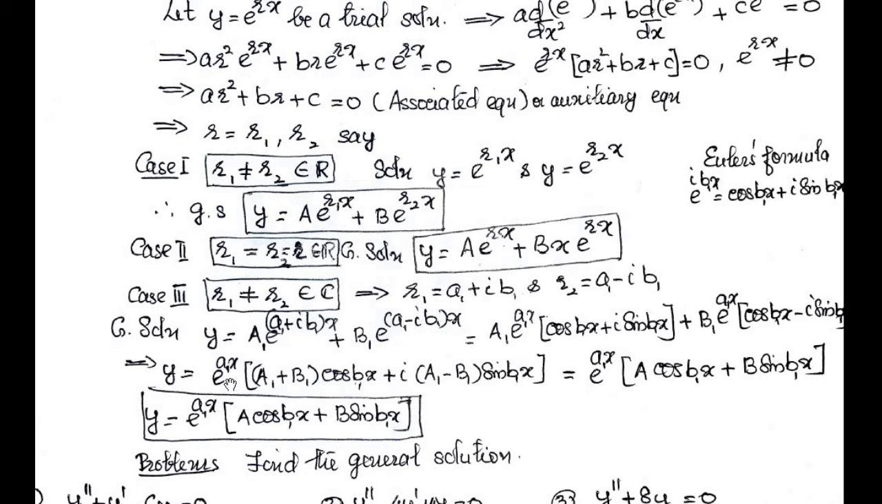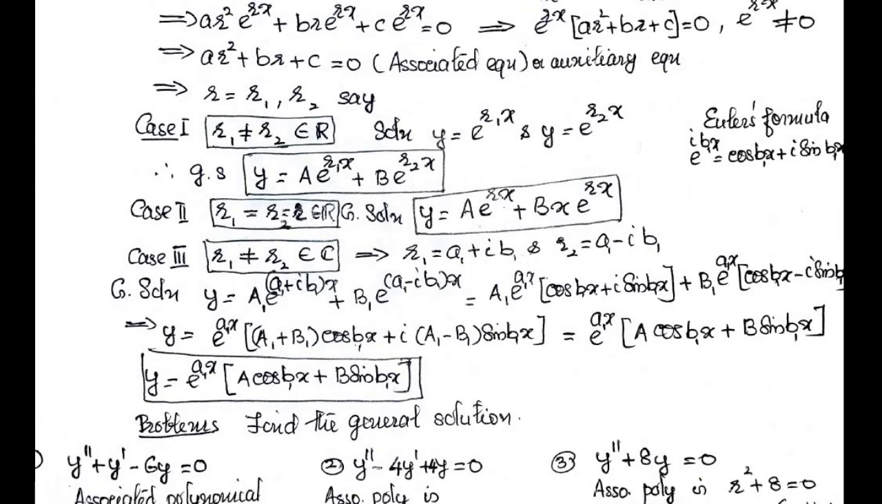That is, y is equal to, taking the common factor e raised to a1x outside, (a1 plus b1) into cos b1x plus i into (a1 minus b1) into sin b1x, which is equal to e raised to a1x into (a cos b1x plus b sin b1x). Thus, in case 3, the solution is y equal to e raised to a1x into (a cos b1x plus b sin b1x), where a and b are arbitrary constants.